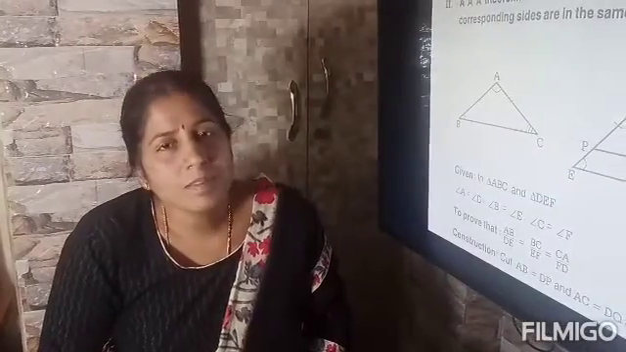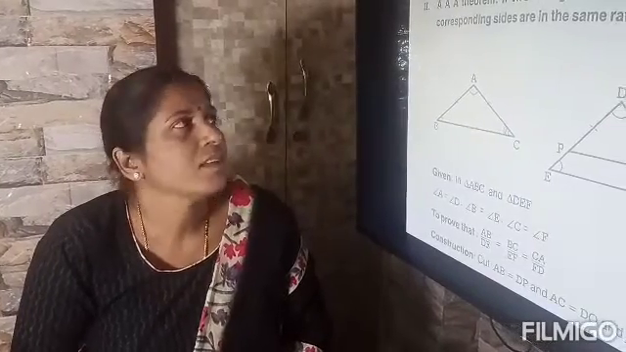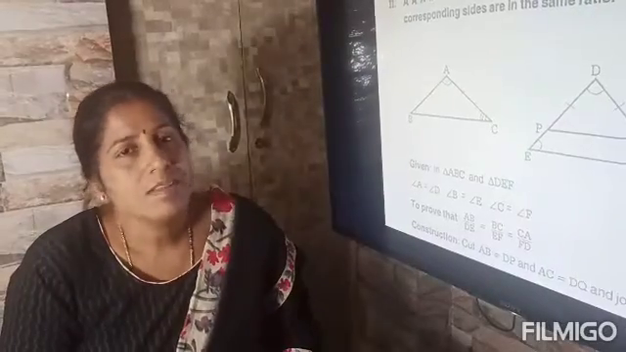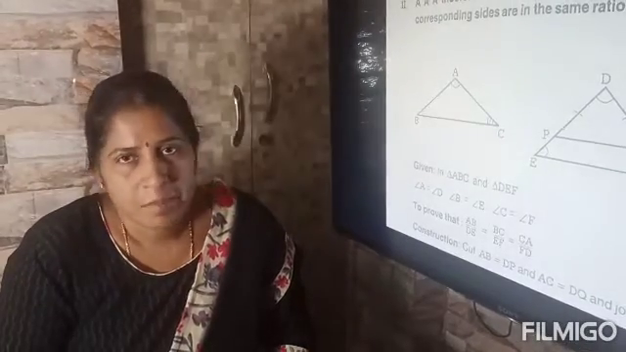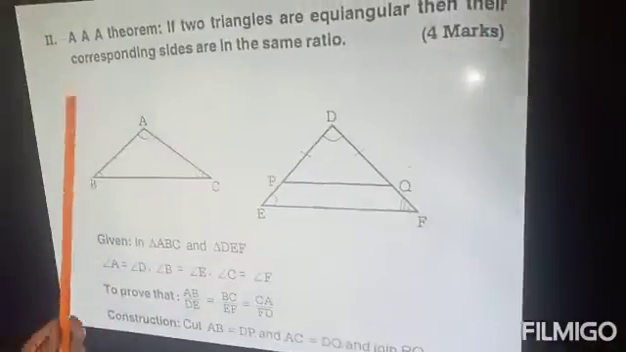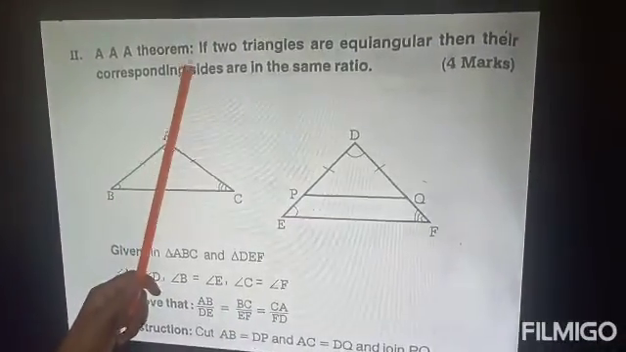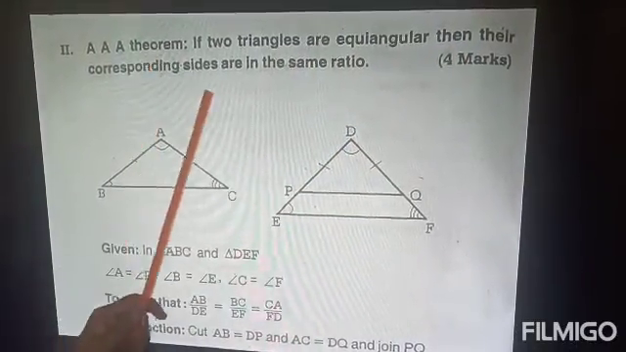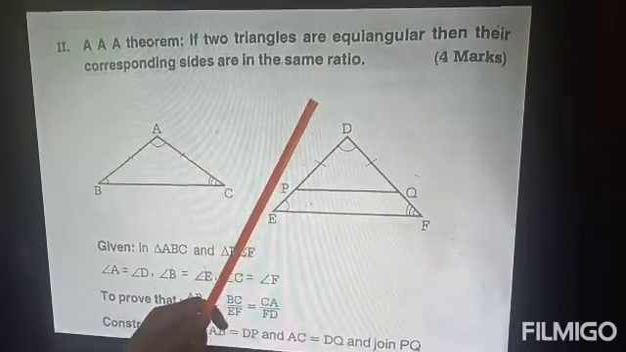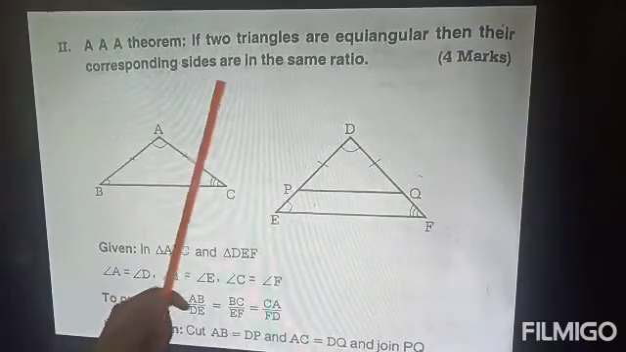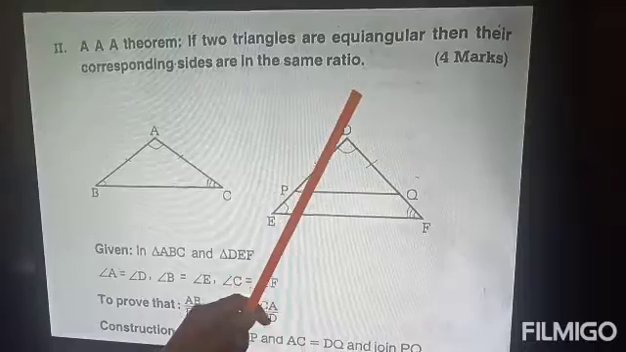Students, now we'll do the second theorem, the AAA theorem, triple A theorem or AAA criteria. See what the definition of the AAA theorem is: if two triangles are equiangular, then their corresponding sides are in the same ratio.